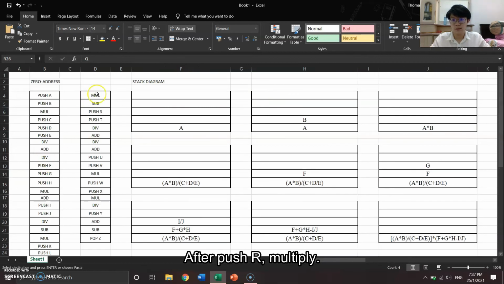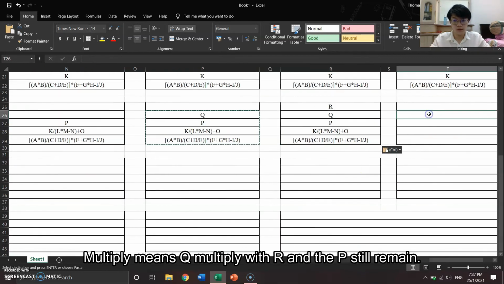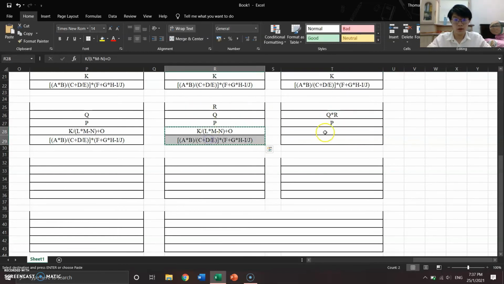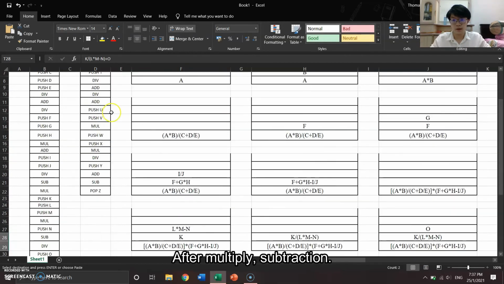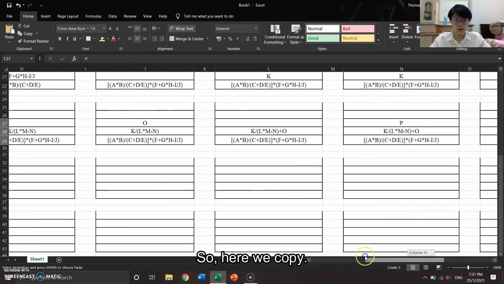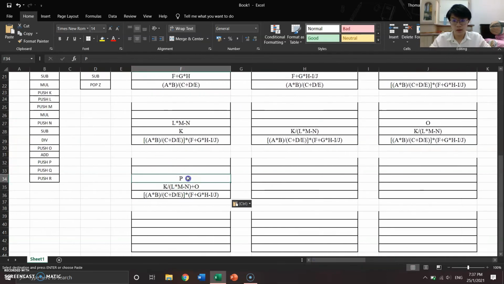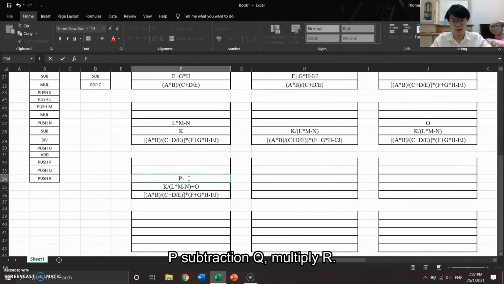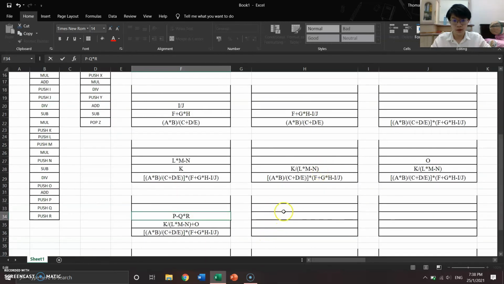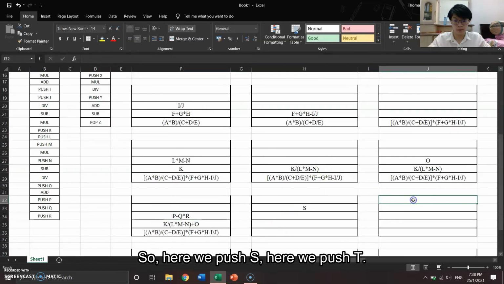After push R, multiply. Multiply means Q multiply with R, and the P still remains. The others also remain. After multiply, subtraction. So subtraction means P minus Q multiply R. So here we copy P subtraction Q multiply R. After subtraction, push S and push T. So here we push S, here we push T.